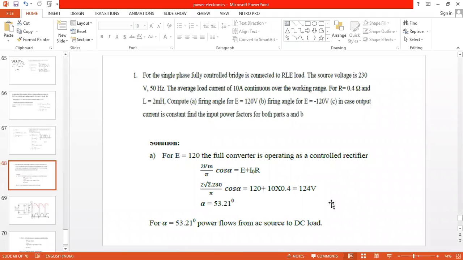RLE load explanation means only two cases. Case 1, if the firing angle is maintained as alpha less than 90, then the input source voltage value is greater than the back EMF of the motor.